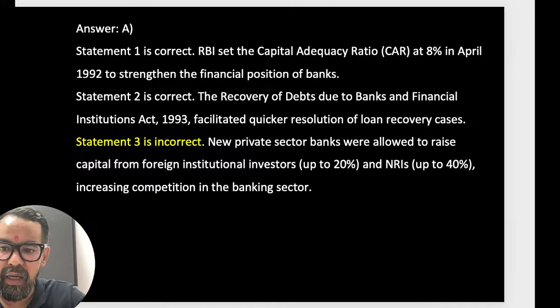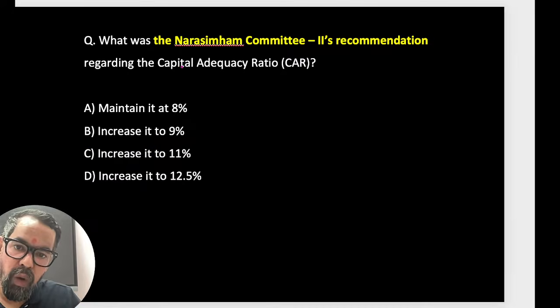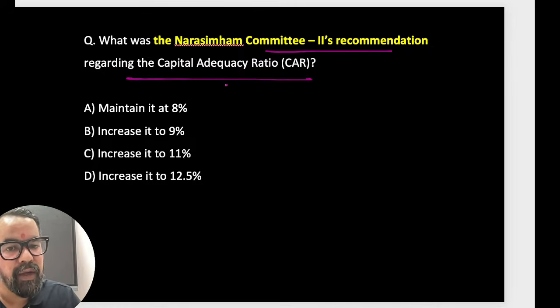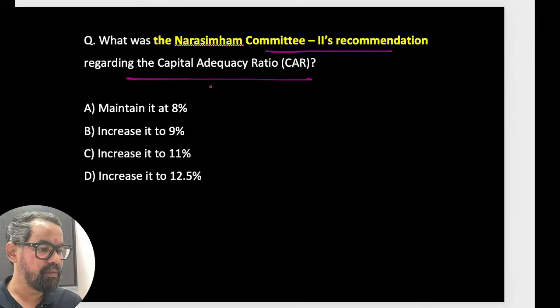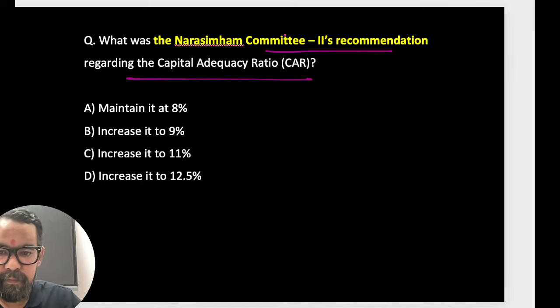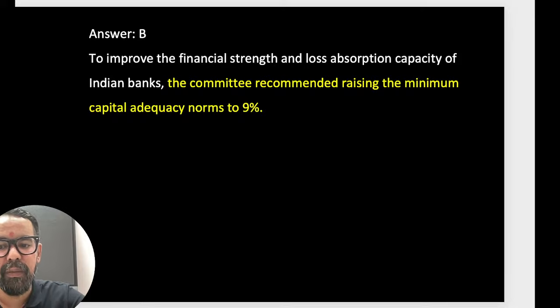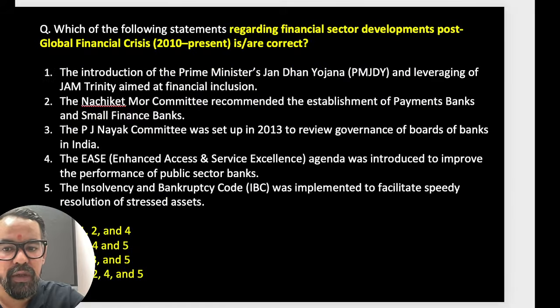Next one. What were the Narasimham Committee 2 recommendations regarding capital adequacy, the CAR, capital adequacy ratio? What will be your correct answer? Yes, it is increased to 9%. So option B will be the correct answer for this one. Next one. Very good, guys.